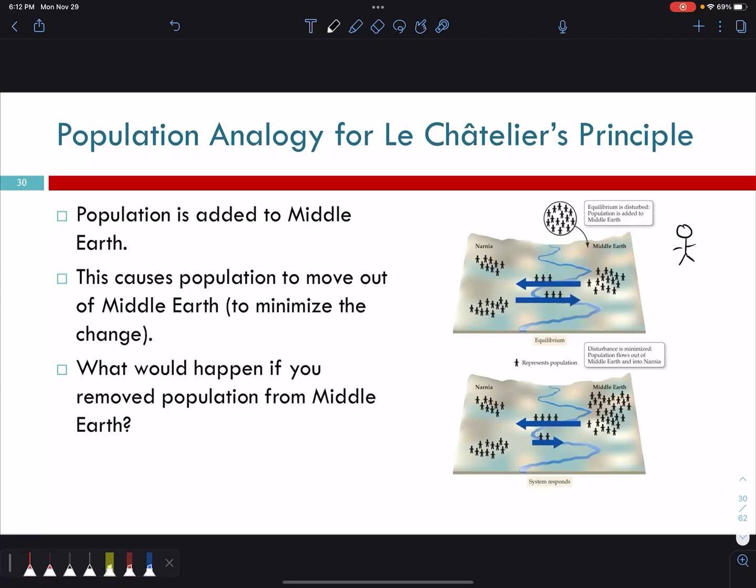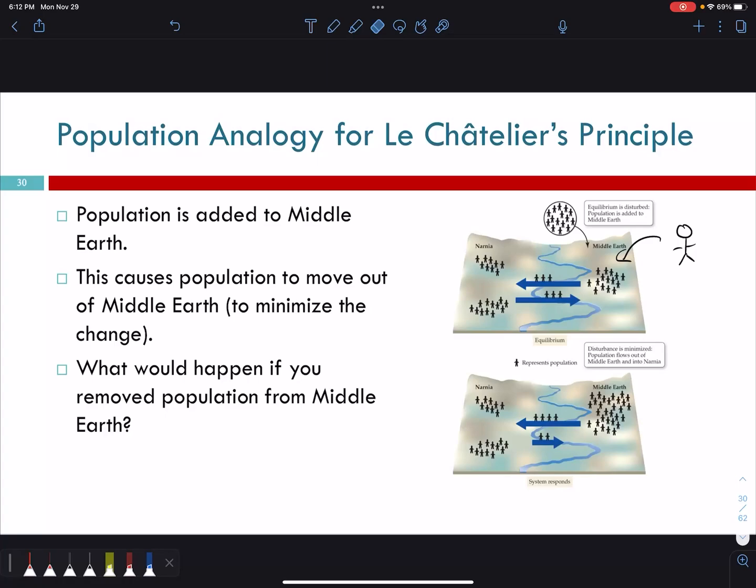to Middle Earth. So if we increase the population there, all of these people originally moved to Middle Earth from Narnia because Narnia was crowded. And now Middle Earth is getting really crowded again, so they move out to the other side. They move out to minimize the disturbance. If they can reduce the population here, they can go somewhere else where it's less populated already.